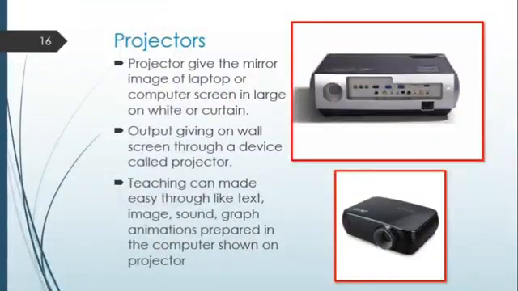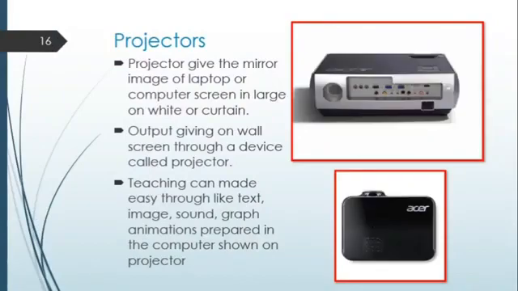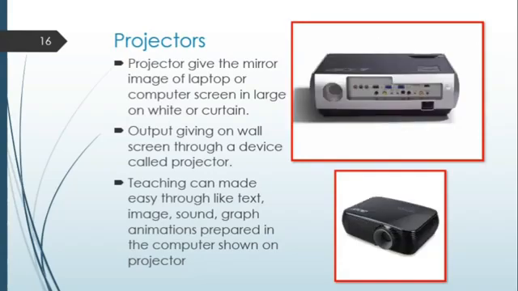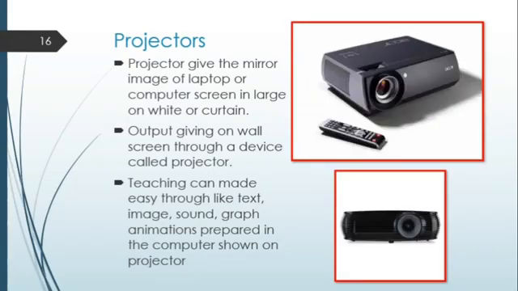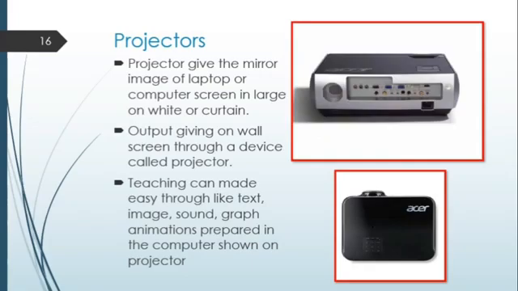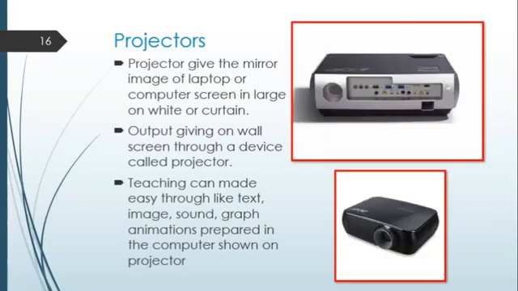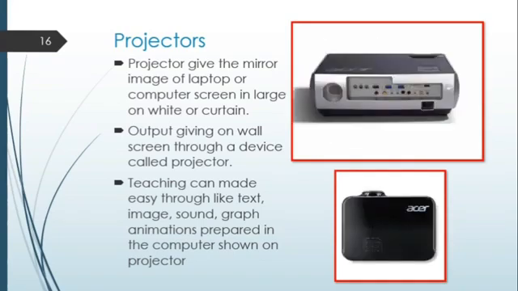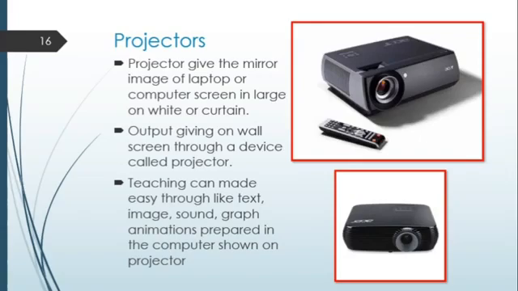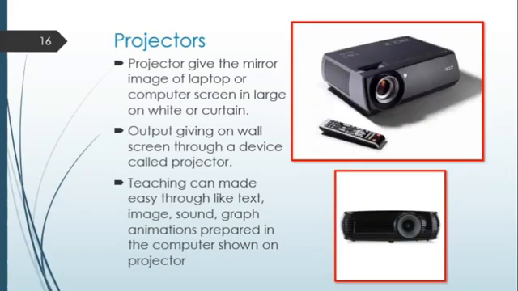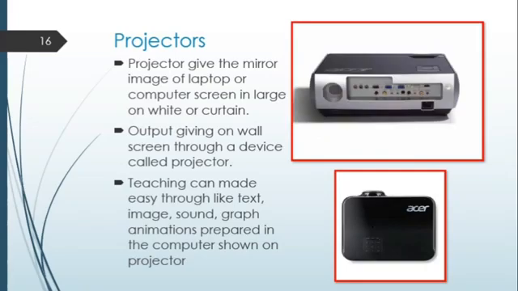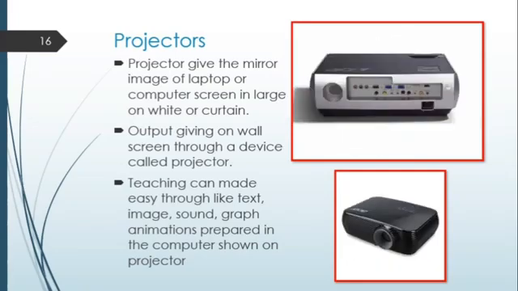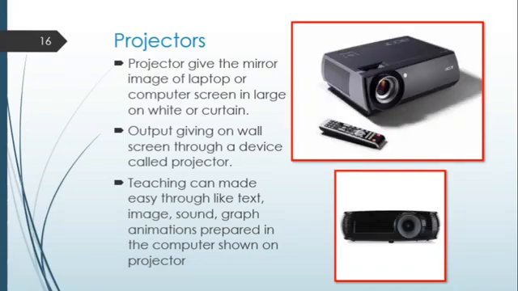Now projectors. Projectors give a mirror image of the laptop or computer screen, in a large size on a white screen or curtain. It is like a mirror image. Whatever we are watching on the computer screen is shown on the white screen or curtain on a large scale. Output is given on the wall screen through a device called a projector. Whatever is on the small screen of the computer can be seen on the wall in a large way. The device used is called a projector.